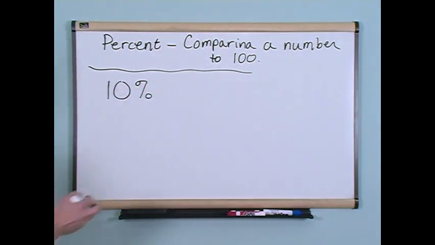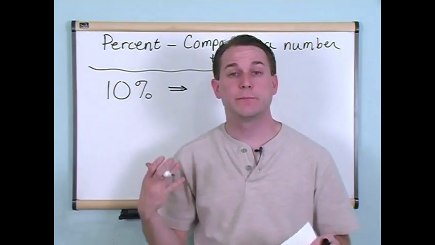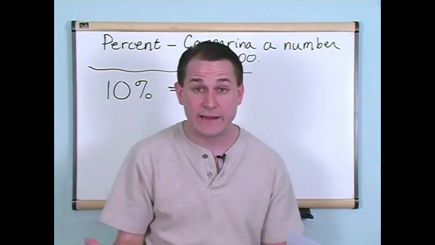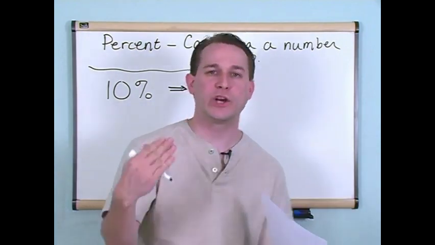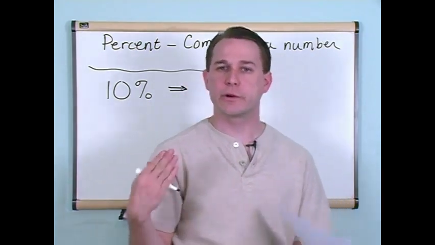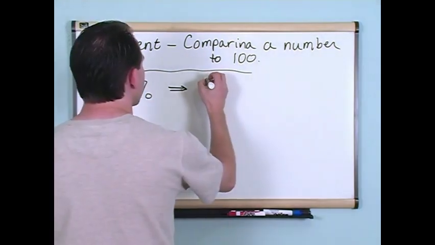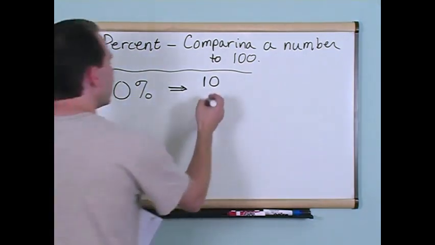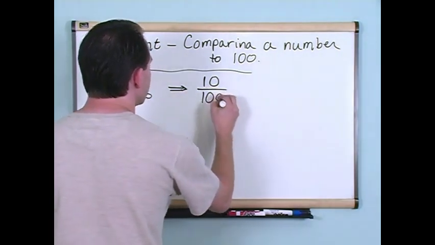Now the question is, what does it mean, okay? Now what I told you already is that percent is comparing a number to 100. So when you write down 10%, all you're doing is you're saying 10 compared with 100, okay? So what we're going to do is we're going to write that down in a way that we're going to be able to see what we're talking about. So I'm going to write the 10 down here, okay? And I'm going to write 100 down underneath it, okay?